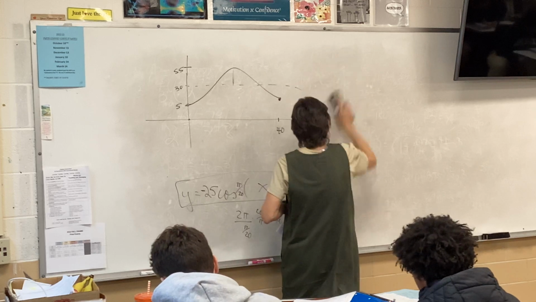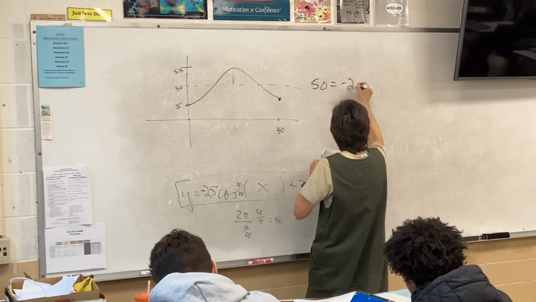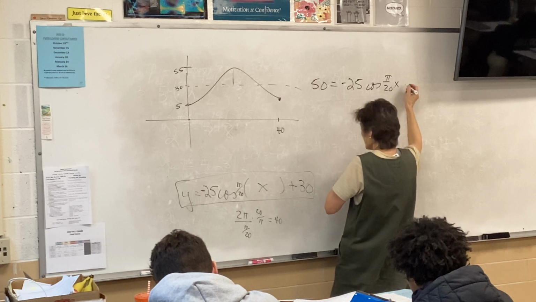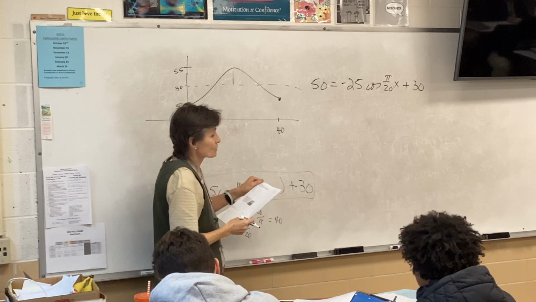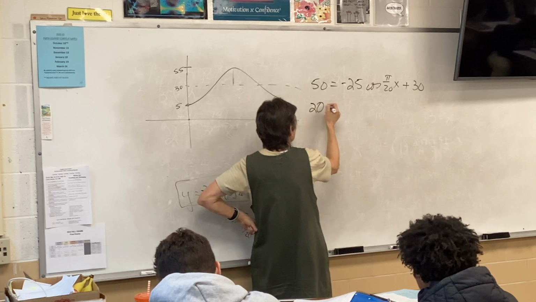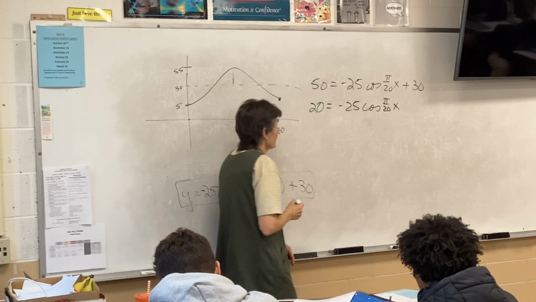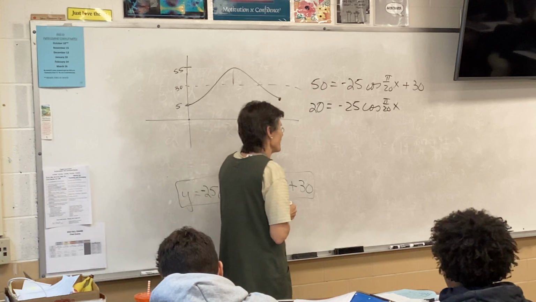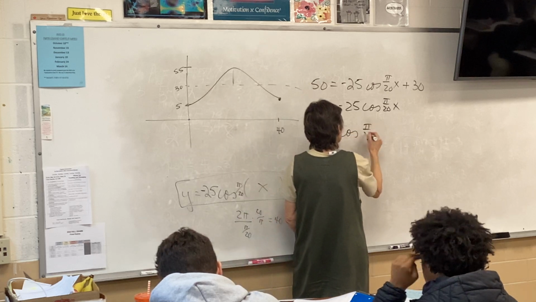So here we go. 50 equals negative 25 cosine pi over 20x plus 30. This is going to be a calculator problem, by the way. So what do you think I should do first? Subtract 30, so I get 20 equals negative 25 cosine pi over 20x. Now what? Divide by negative 25, so what is that? Negative 0.8 equals cosine pi over 20x.